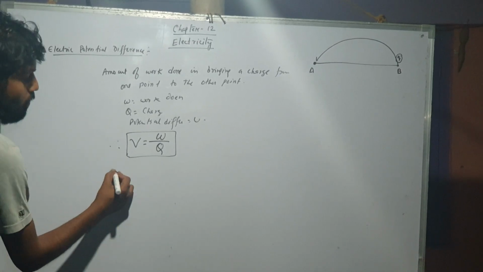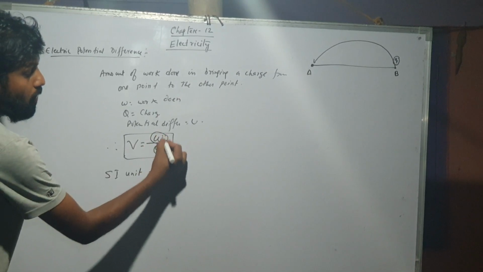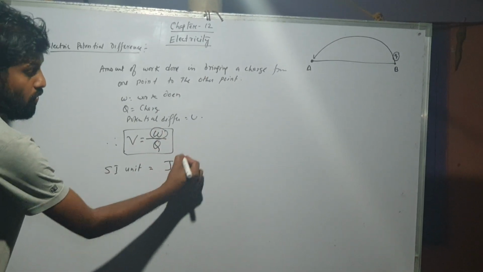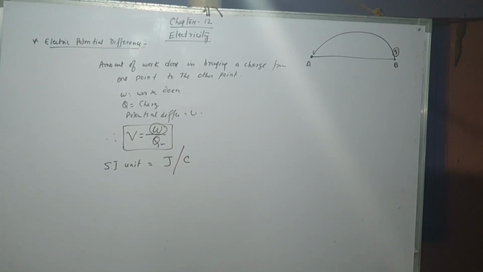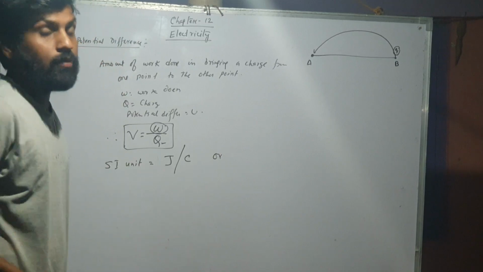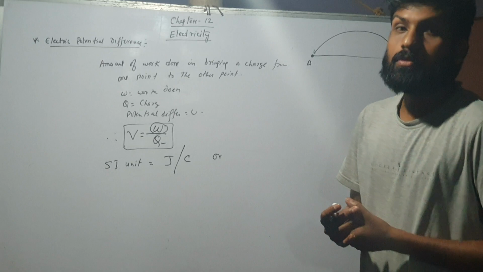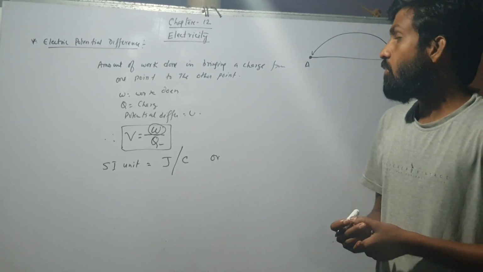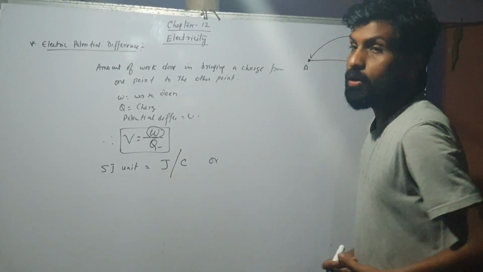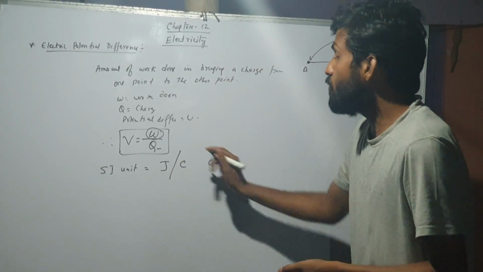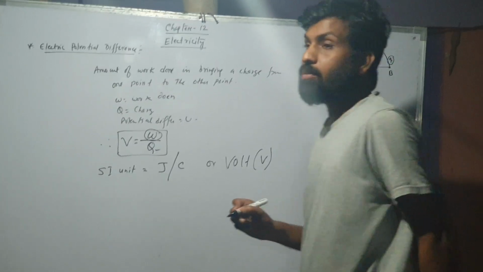Now if you want the SI unit, work done is joule, divided by charge, which is coulomb. That is joule per coulomb. This electric potential difference was again founded by Alessandro Volta. Since it was founded by Alessandro Volta, to appreciate his work in the field of electricity, they named this unit volt, V-O-L-T, and the symbol is V.